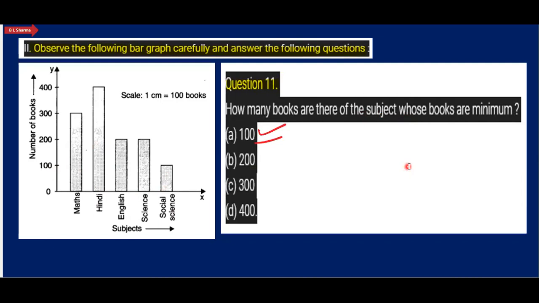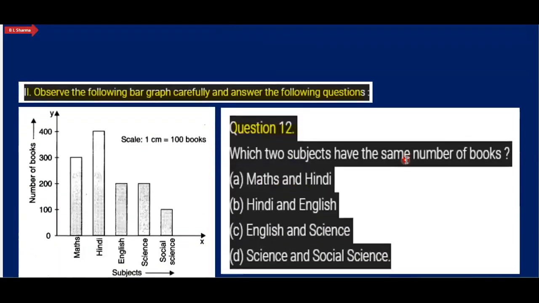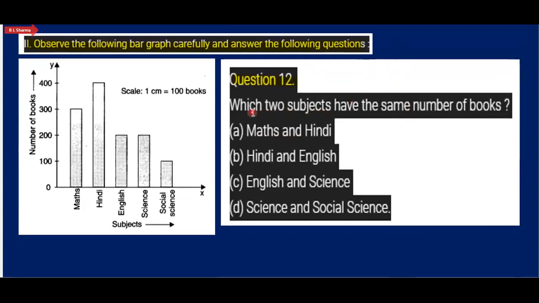For the same bar graph, now we move on to the question number 12. This is question number 12. The question is, which two subjects have the same number of books? कौन से two subject है जिनका same number of books है? देखिए here, science and English, they both have same number of books. That is what? That is 200. This is English and this is science. So here English and science. So C is the correct option. And number of books are 200 each.